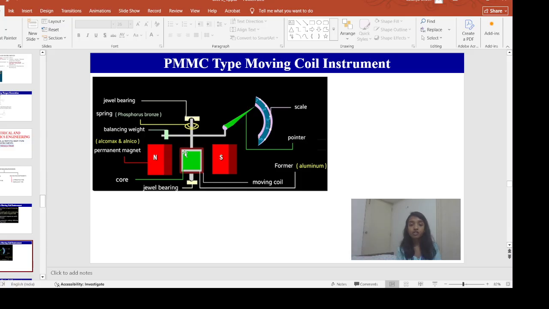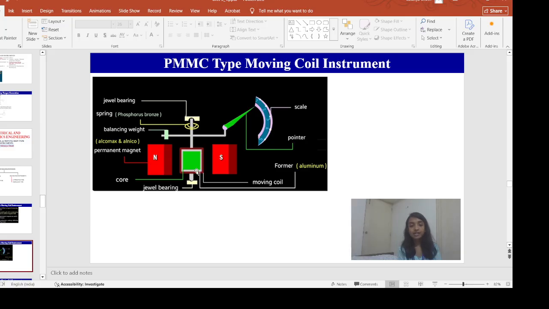Now whenever the electric current flows through this moving coil, since the coil is placed in a stationary magnetic field, what will happen? As a result, a torque will act on this moving coil, and it will experience a force. The direction of the force acting on this moving coil can be found from Fleming's left hand rule.